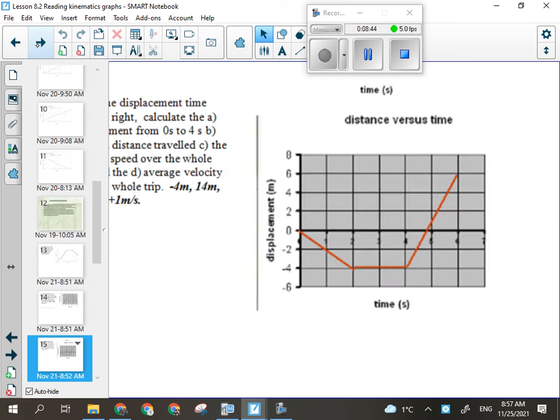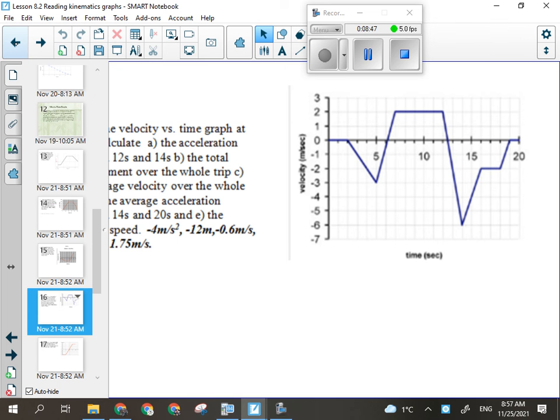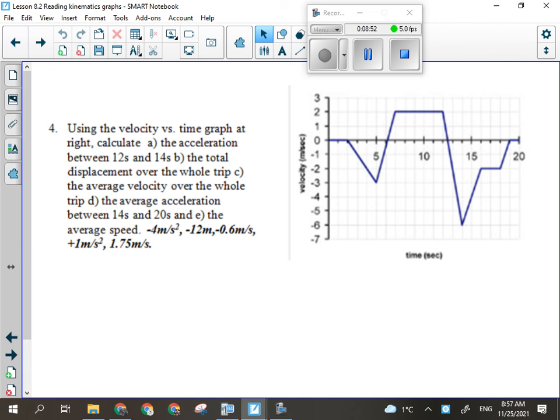The other thing I want to see if we still remember, because we didn't actually finish this one the other day, was this question here. We did the accelerations, of the two parts, so we did like A and D, but we didn't do the total displacement over the whole trip or the average velocity over the whole trip. So, on a velocity versus time graph, if I want to calculate the overall displacement, what do I have to do? Anybody remember? Something to do with shapes. Area, right. I have to find the area between the line and the x-axis.